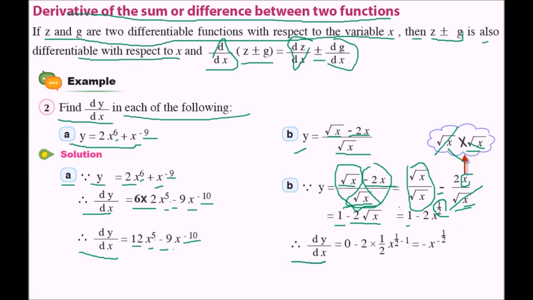Then dy by dx is equal the derivative of one constant is equal 0, and the derivative of negative 2x to the power half is equal negative 2 times half x power half minus 1. Then dy by dx in the simplest form is equal negative x to the power of negative half.